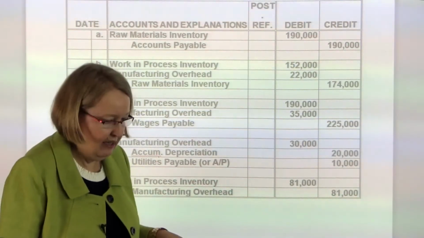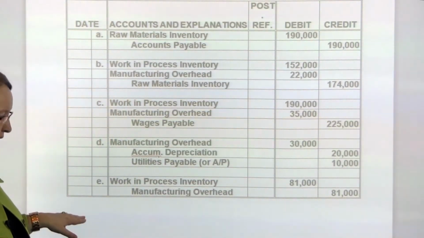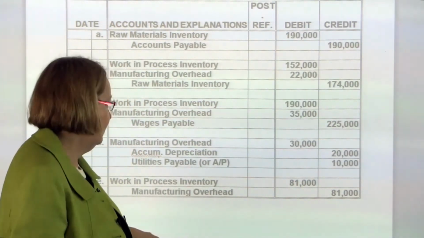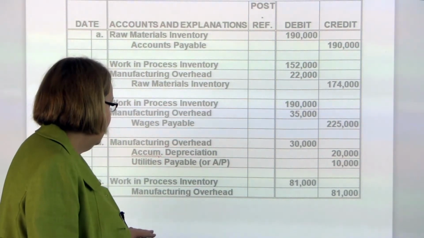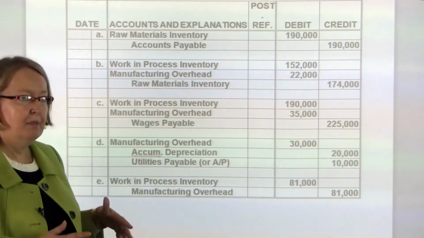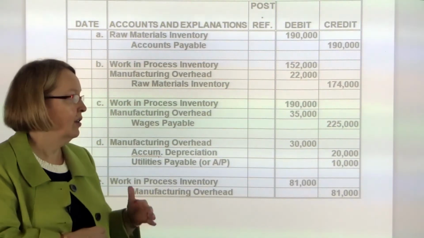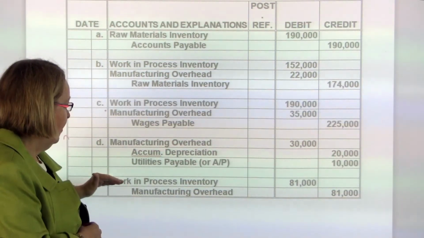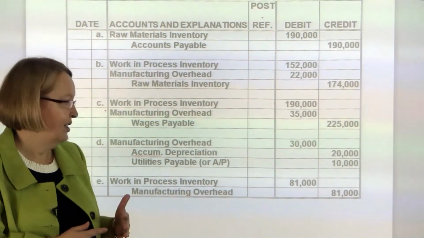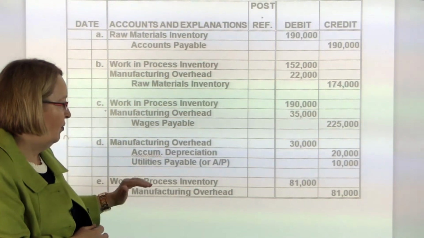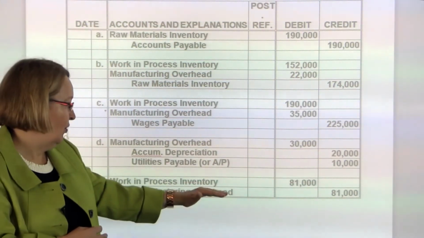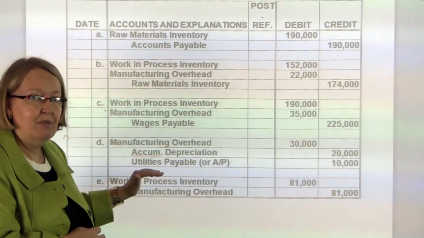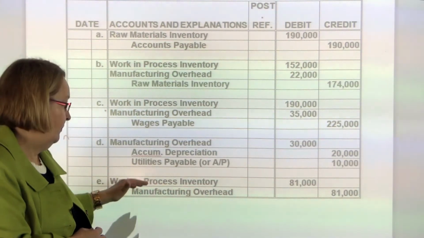And E, here you're asked to record the $81,000 manufacturing overhead that was allocated to specific jobs. So here, throughout the period, as overhead is incurred, it goes into your manufacturing overhead, as you can see here. So now, when you are ready to make that allocation, what you want to do is remove it, so you're going to credit your manufacturing overhead, and you're going to debit your work in process to get that into your inventory.